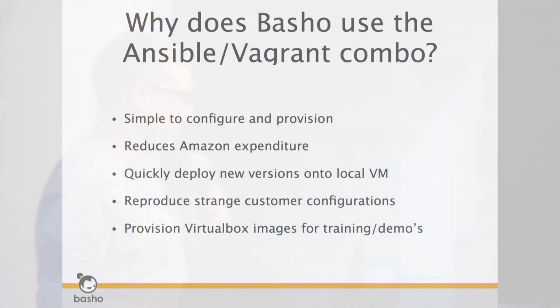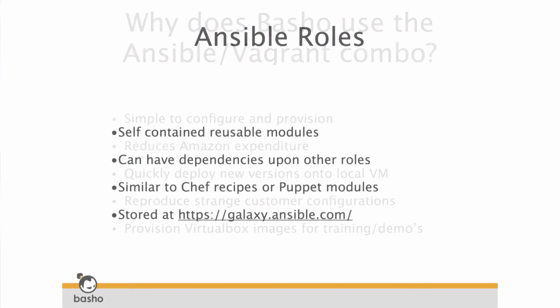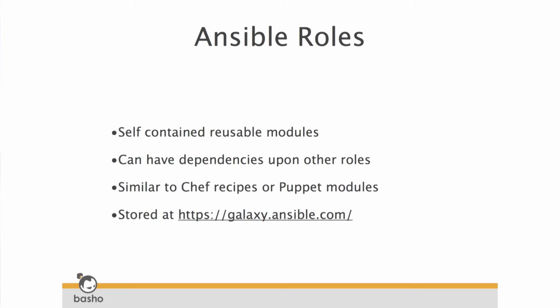So why do we use it? Simple to configure and provision, reduces Amazon expenditure. This is speaking about Vagrant. We can quickly deploy new versions onto a local VM, and we can reproduce strange customer configurations. A lot of what we do involves supporting customers and their tickets, replicating their environment if anything goes wrong or it's misconfigured. And another thing we like to do is provision virtual box images for training and demos. We find this quite an easy way to do it.